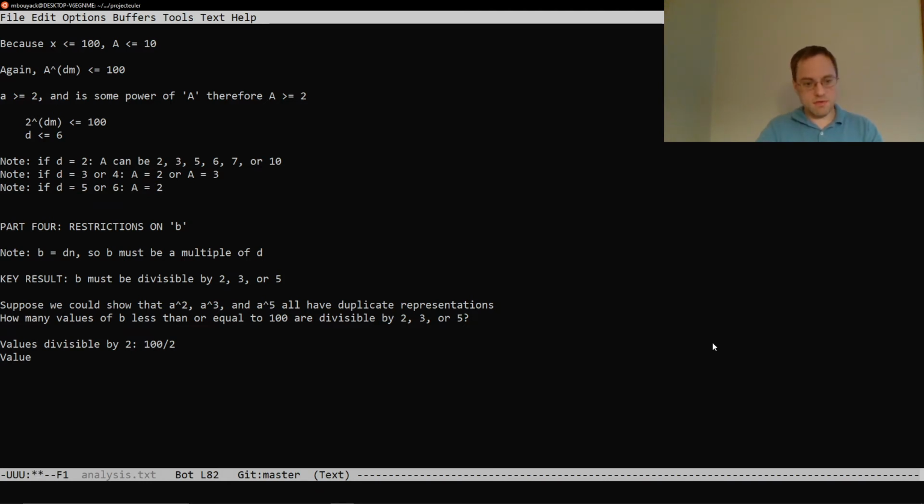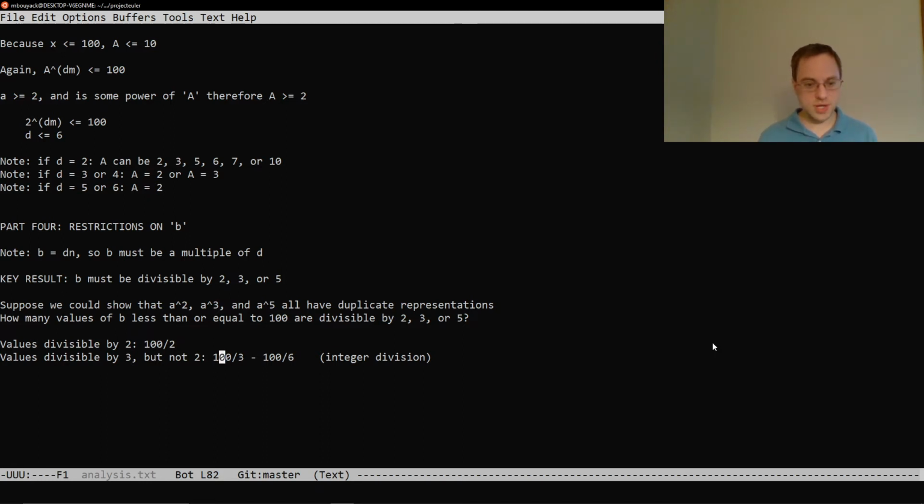Okay, so now we'll look at values divisible by 2, but not 3. Excuse me, the other way around. Values divisible by 3, but not 2. That is, we've already accounted for values divisible by 2, and so now we only want to add the values which are divisible by 3, but not 2. The way that we'll do that is 100 over 3 minus 100 over 6. And we'll note that this is with integer division. That is, 100 over 3 is not 33.3 repeating. This is rounded down to the integer 33.